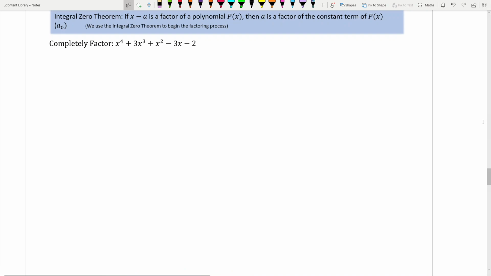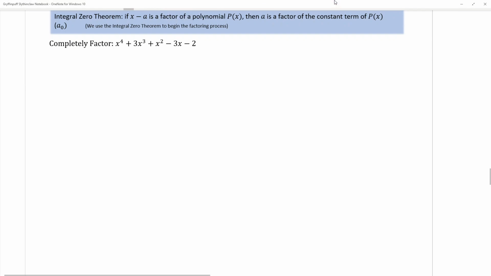Let's get down to answering that question of factoring completely. I have left that integral zero theorem up there. If x minus a is a factor of p of x, then a is a factor of the constant term of p of x. In other words, this is how I get started. I'm testing out how I can identify all my possible factors of this polynomial. By the way, this is p of x.